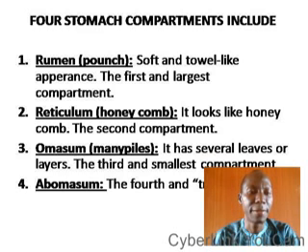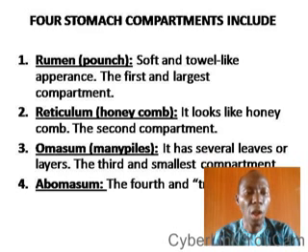Number 2. Reticulum or honeycomb. It looks like honeycomb. The second compartment. Number 3. Omasum or manyplies. It has several leaves or layers. It is the third and smallest compartment.